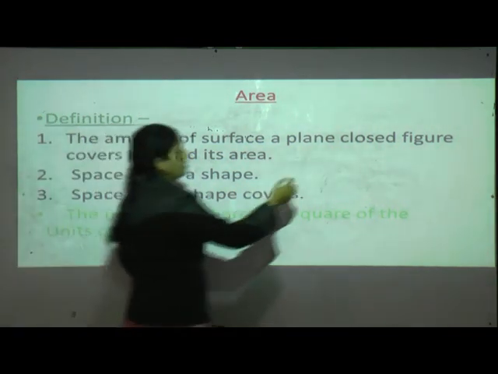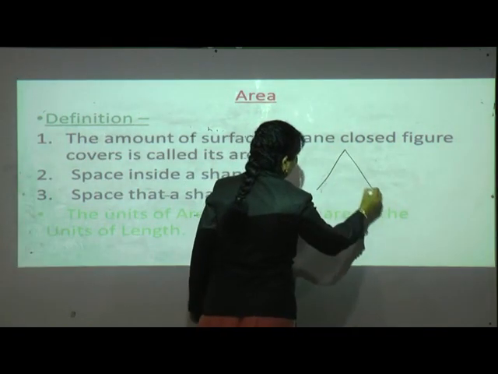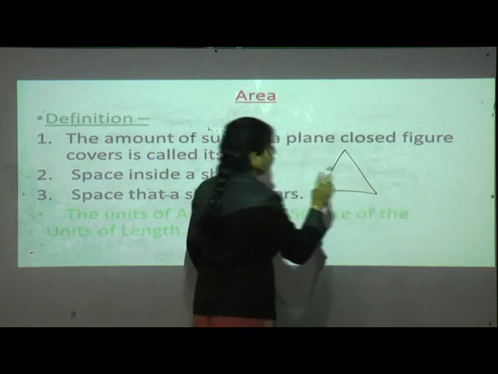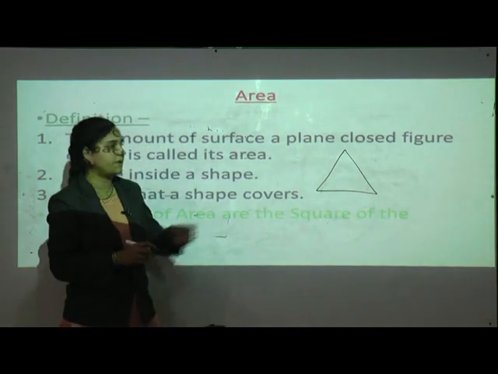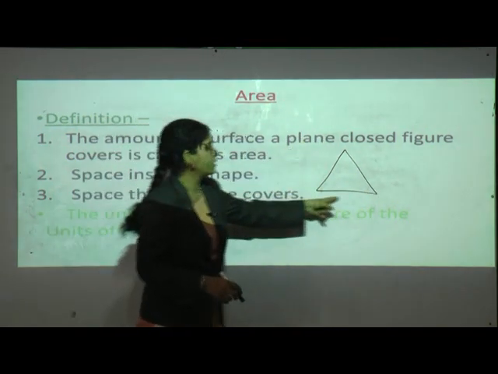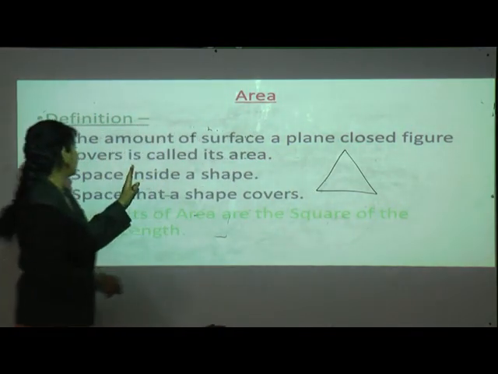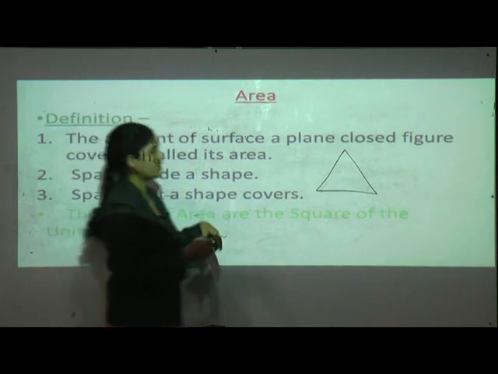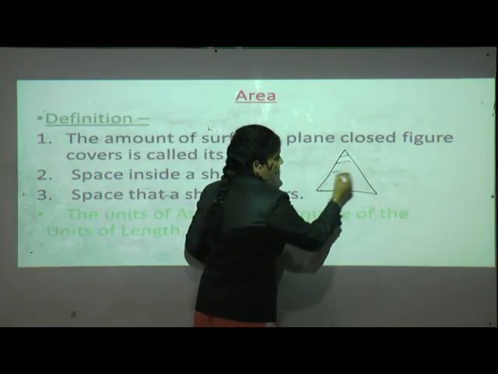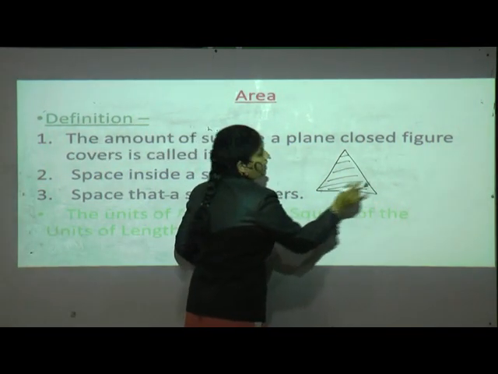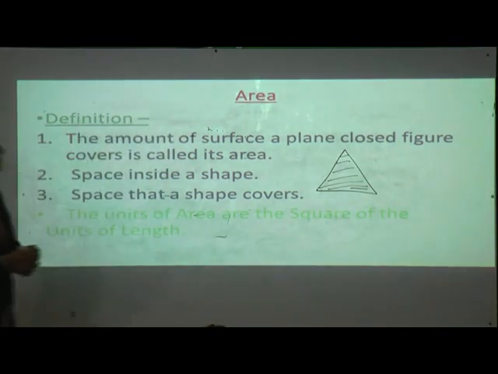Here is a triangle. Just now we have learned about perimeter. Perimeter means the addition of these sides. But what is the area? The space inside a shape. Here this one is the area. That means the space that a shape covers. Now the units of an area are the square of the units of a length.